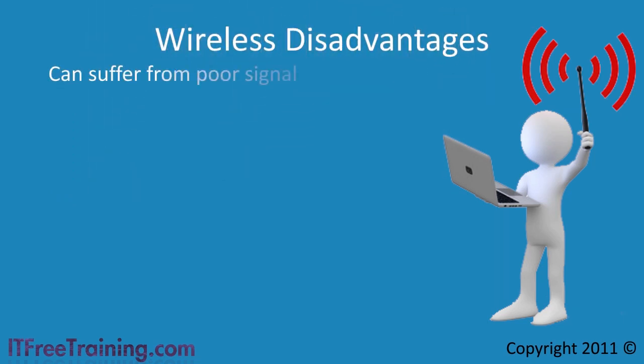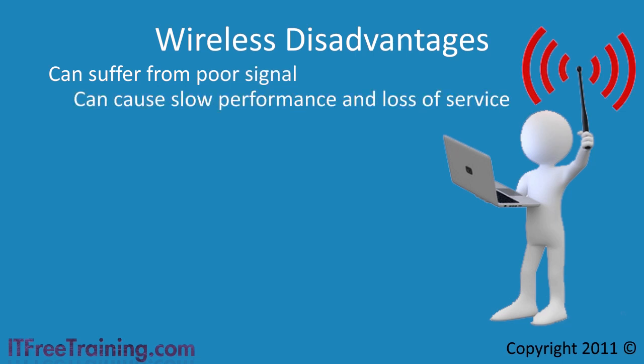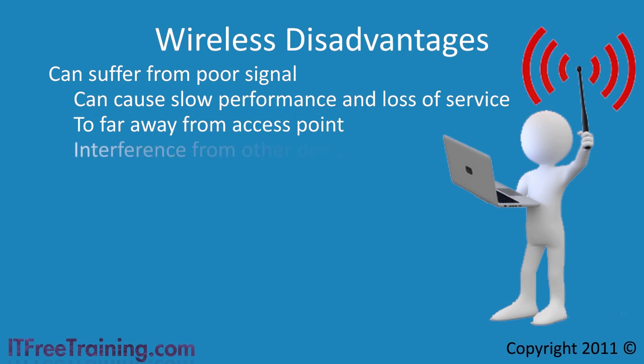Wireless networks can suffer from poor signal. This can cause slow performance and loss of service. This can be caused by many different factors. The distance you are away from your wireless access point will affect the speed of your transmission. Also, other devices can cause interference, for example, Bluetooth devices, microwaves, and other wireless access points. If you are living in a building with a lot of other people with wireless access points, you will get a lot of interference from their wireless access points.